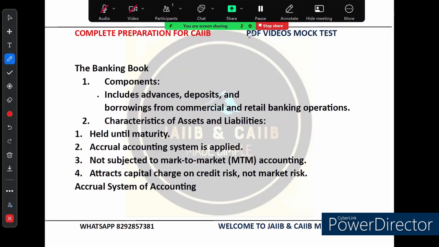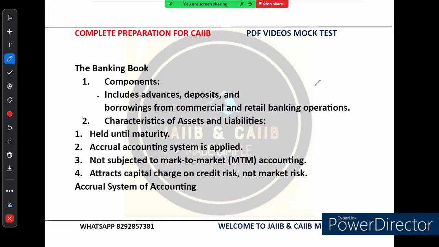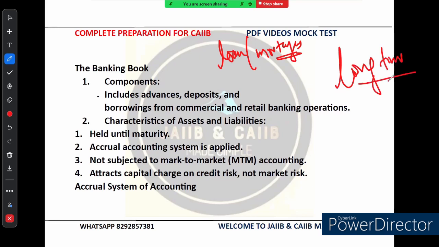If we talk about the banking book, it includes long term investments like loans and mortgages. So what is included here? Loans and mortgages, long term investments, right? These are the things that the bank plans to hold for a long time. So remember, the key word here is long time, right? The main risk here is credit risk. The main risk that the bank faces here is credit risk, right?